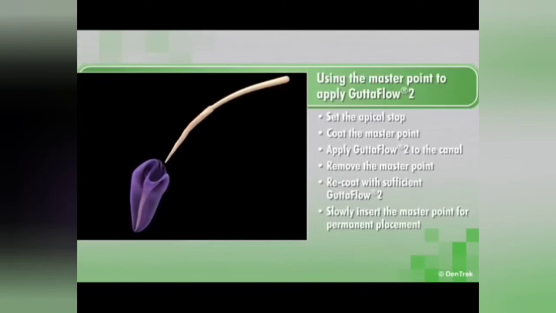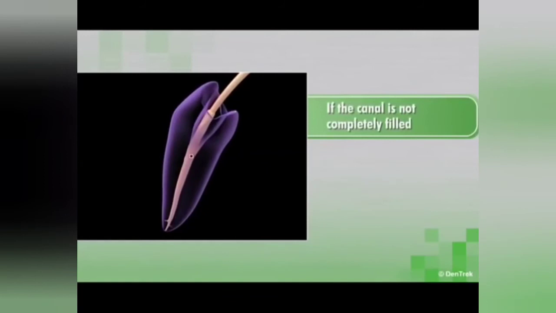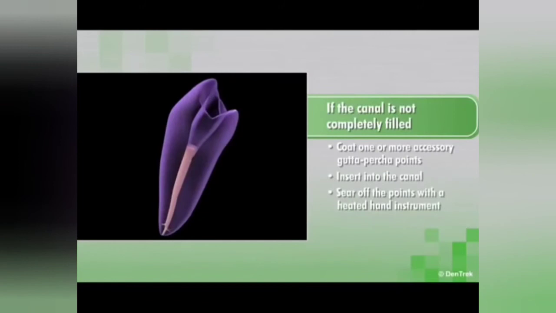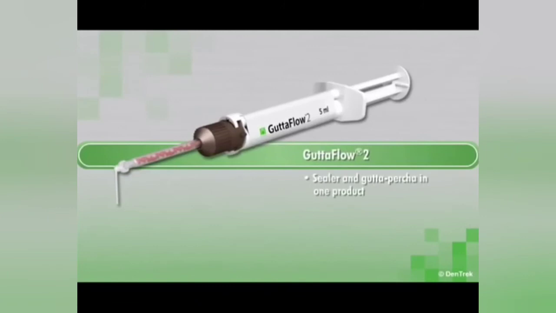If the canal is not completely filled, coat one or more accessory gutta percha points, insert into the canal, and sear off the points with a heated hand instrument. No lateral or vertical condensation is necessary. Because Gutta Flow 2 combines a sealer and gutta percha in one product, it is not necessary to use a sealer to seal the canal.